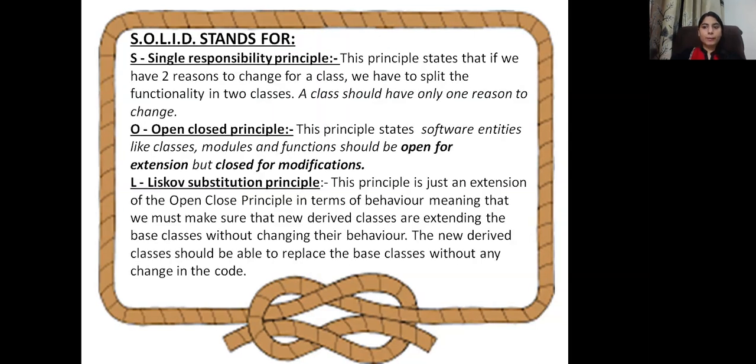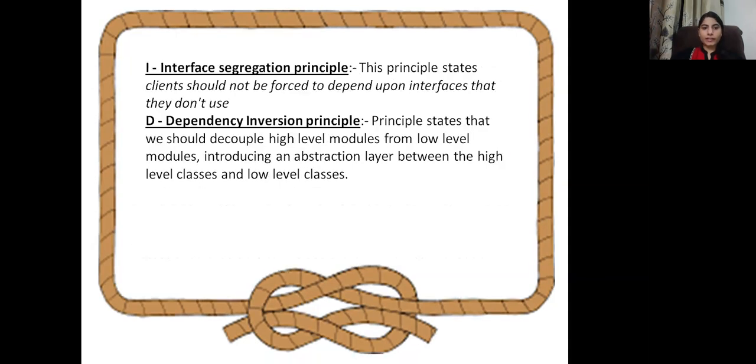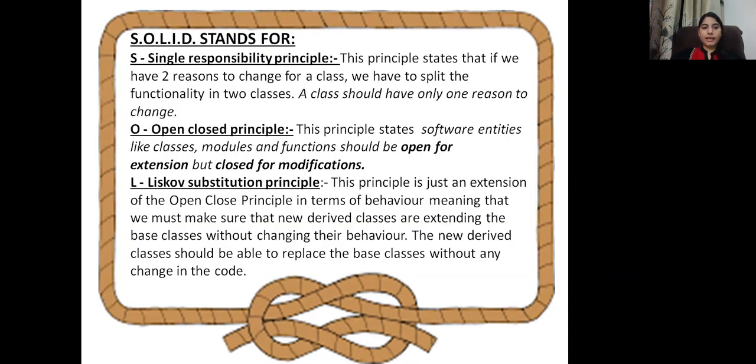Now, these are the main important principles. Five principles are there, which we know by the shortcut SOLID. S for single responsibility principle, O for open close principle, L for Liskov substitution principle, I for interface segregation principle, and D for dependency inversion principle. Now, the single responsibility principle: this principle states that if we have two reasons to change for a class, we have to split the functionality into two classes. A class should have only one reason to change.